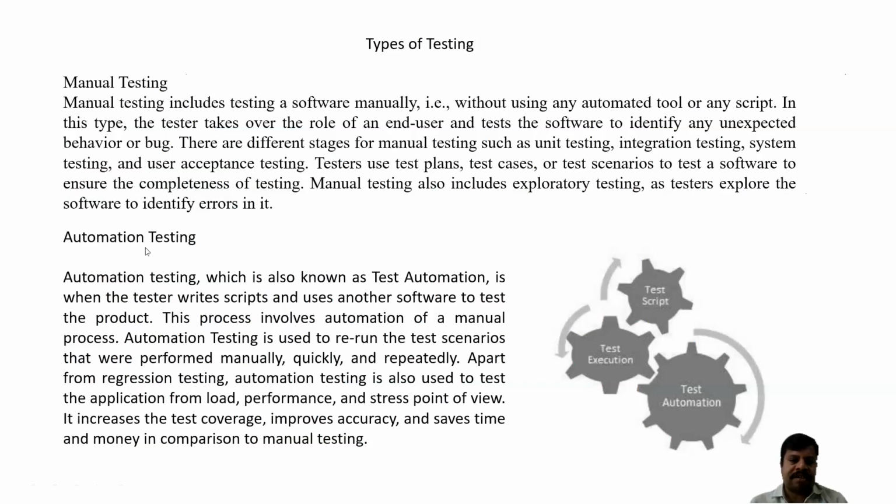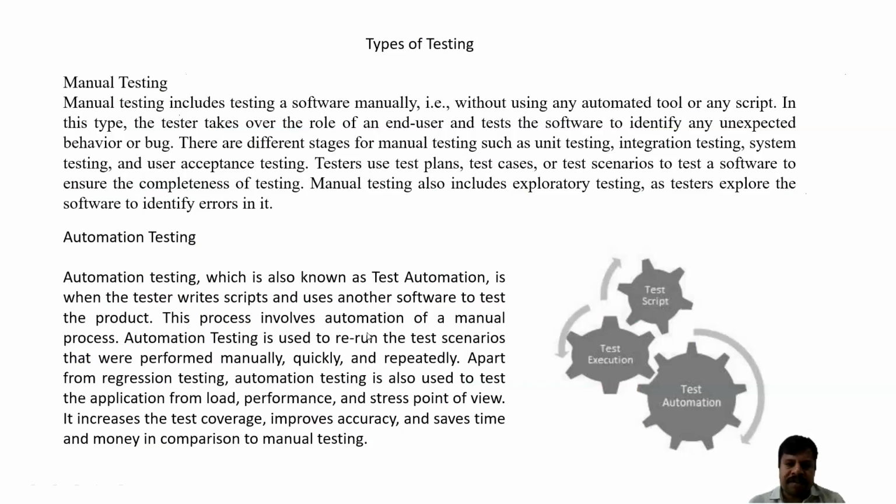And second one is the automation testing. In automation testing, which is also known as a test automation, is when the tester writes the scripts and uses another software to test the product. This is the major difference. Manual testing includes a testing software manually without any automated tool, while automation testing is when the tester writes the scripts and uses another software to test the product.